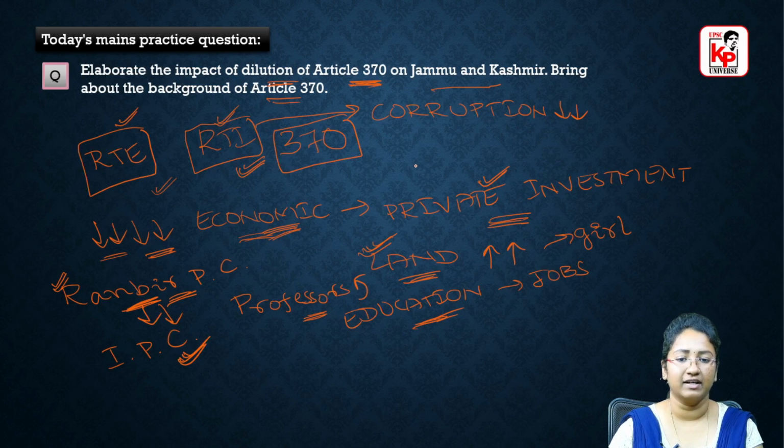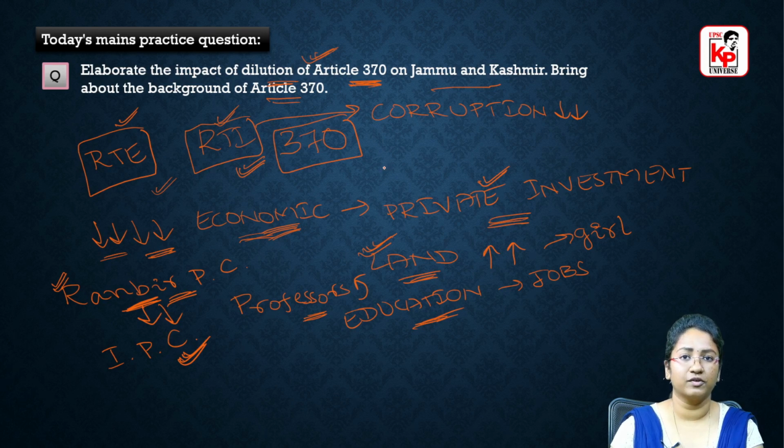Article 370. And coming to the negative impacts of the dilution of Article 370, all the residents of Jammu and Kashmir are still not completely agreeing to this dilution of Article 370. So that is one of the negative impacts of the dilution of Article 370, and these are the various positive impacts that we have. So you have to elaborate in this way.